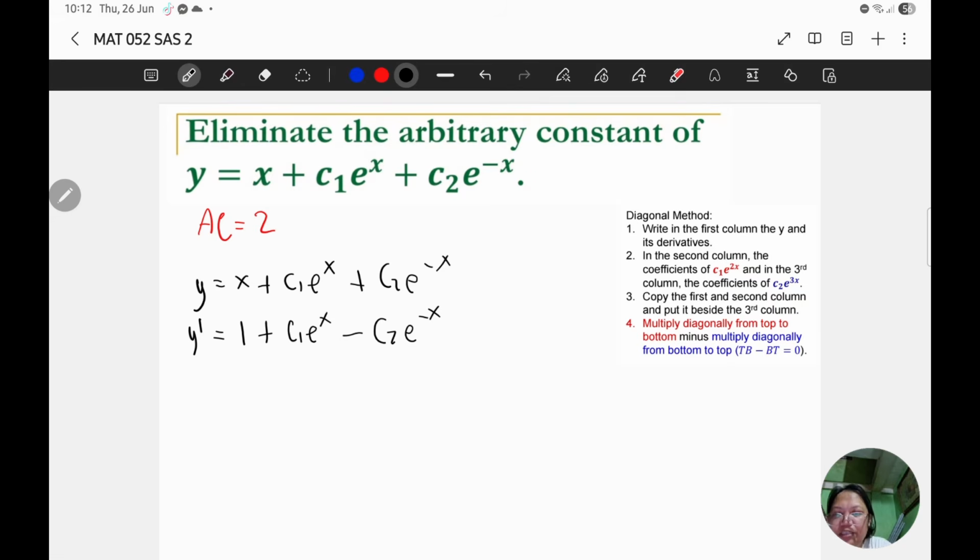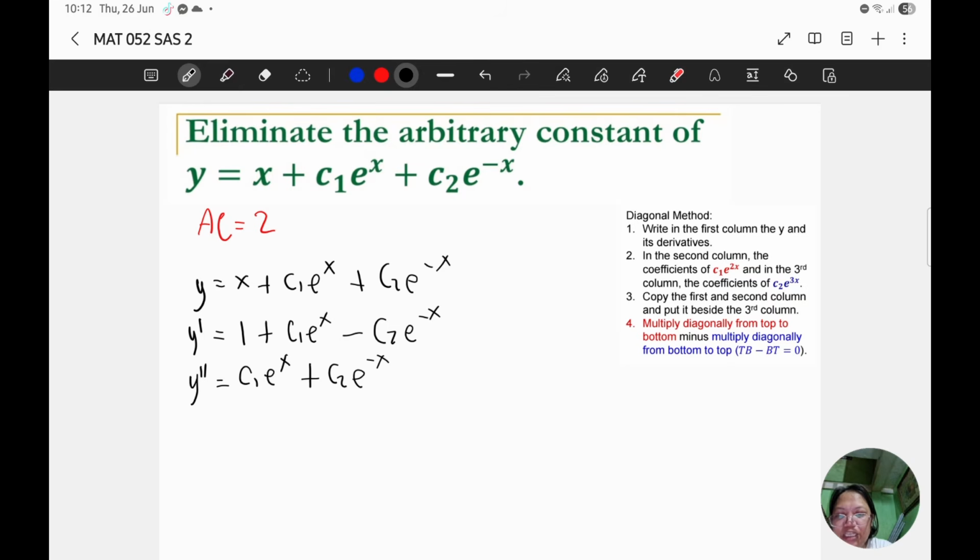We will derive again since there are 2 arbitrary constants. So, the derivative of y prime is y double prime. Derivative of 1 is 0. Derivative of c sub 1 e to the x is c sub 1 e to the x. Then, the derivative of negative c sub 2 e to the negative x is now positive c sub 2 e to the negative x. We will stop here because there are only 2 arbitrary constants.